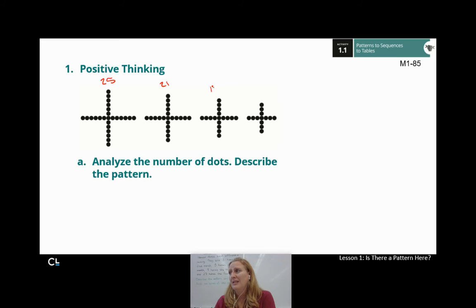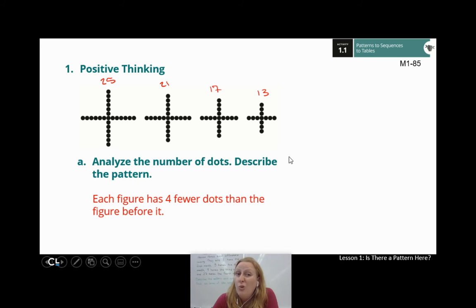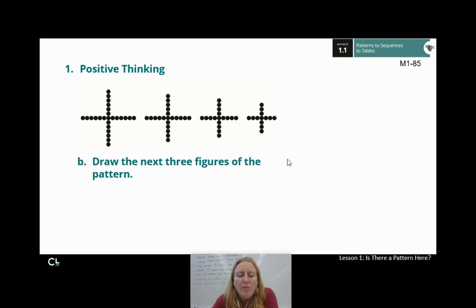So I guess I'm now down to 17 dots. And then we took another one off of each end. So now we're down to only 13 dots. So the pattern, each figure has 4 fewer dots than the figure before it. Yep. So draw the next 3. Go ahead and hit pause. Draw the next 3 figures of the pattern, and then hit play to check your work.